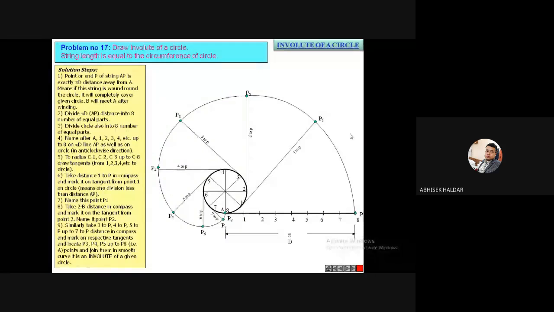Now I'll discuss the other two cases, but this process is the same. The division of the circle and taking the lines, on which part it is different, that I'm going to show you. Concentrate on that.